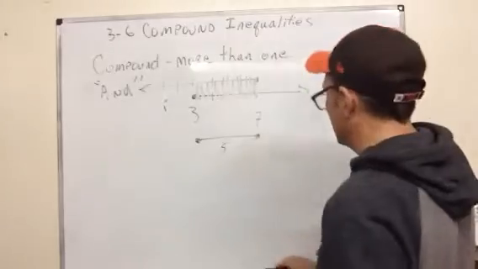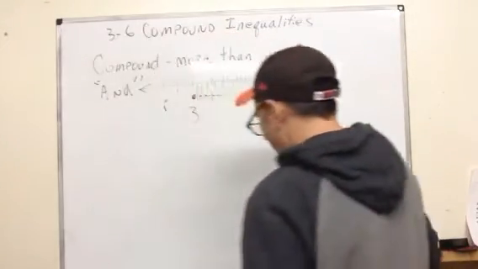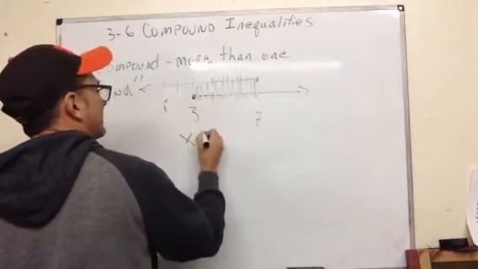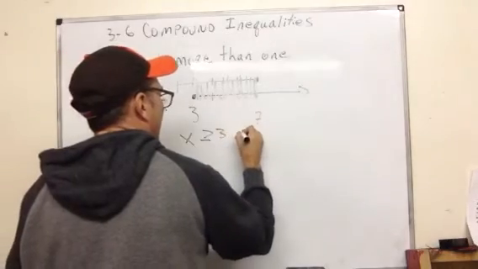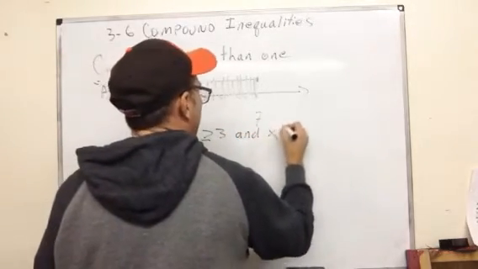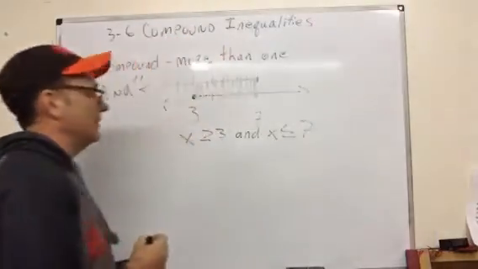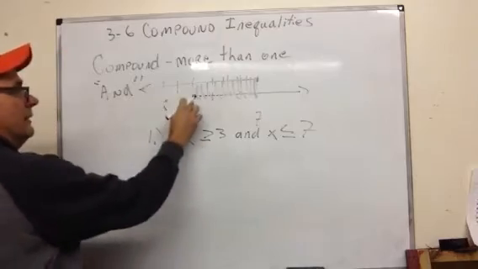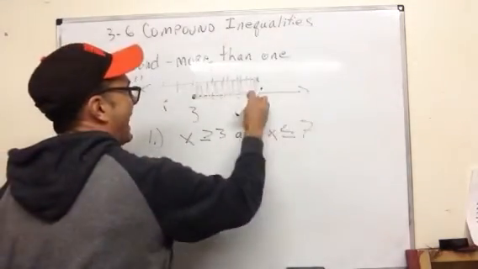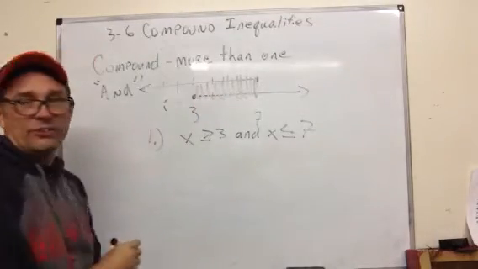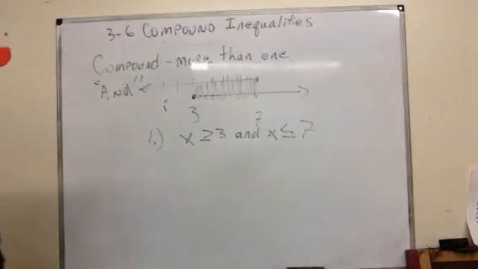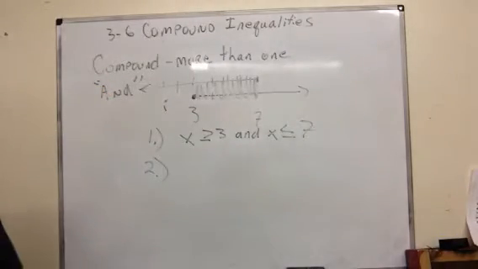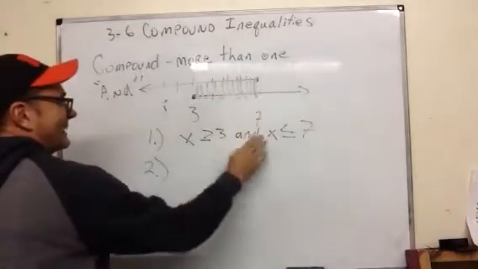So this can be written in two ways. One, we can include the word and. We can write this as x is greater than or equal to 3, and x is less than or equal to 7. This is our first way that we can write this. It's applying this way and it's applying that way, and it's where they intersect. The other way we can write this, and this is how we usually write this, is just with one statement, without the and.